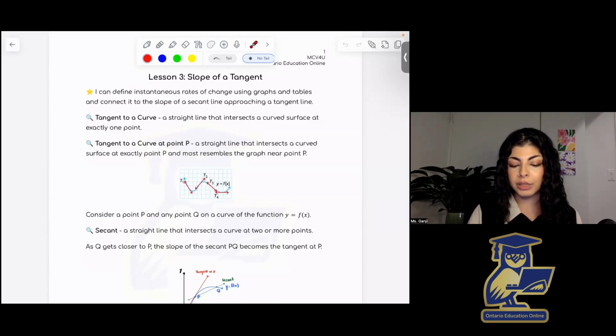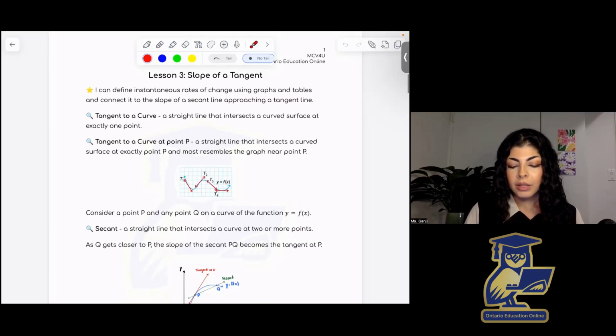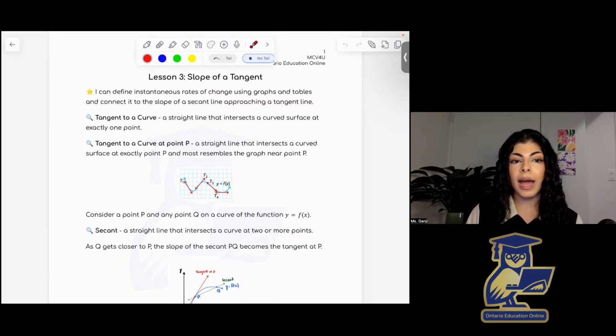So our learning goal for today is to define instantaneous rates of change using graphs and tables and to connect the slope of a secant line approaching a tangent line to determine that tangent line as well. So starting with some definitions, we have tangent to a curve. So this should be a reminder from last lesson. So a tangent to a curve is a straight line that intersects the surface at exactly one point.